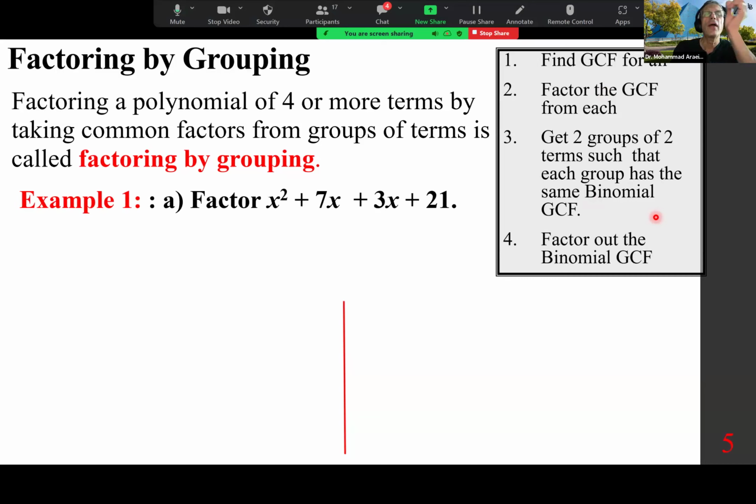So the way you factor this by grouping is that you put the first two and the last two together. If it works, fine. If it doesn't, the first and third. If it doesn't, the first and fourth. So the way you do the grouping, you do it such that it works. It may or may not work when you do the first two. Okay, it's very important to understand that.